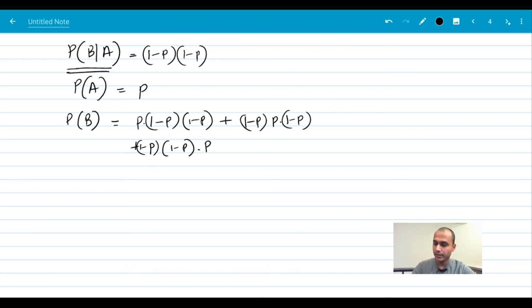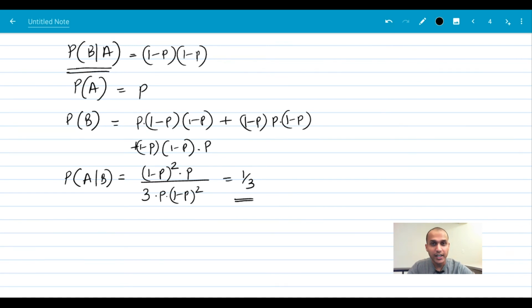Given this information, I can have my updated belief that the first toss was a head, given that there was 1 head in 3 tosses, which is equal to (1 minus P) squared times P divided by 3 times P times (1 minus P) squared, which is 1/3. So given that there was one head in 3 tosses, the probability that it happened in the first toss is 1/3. It's kind of intuitive, but it just works out because of the application of math, just working out the definitions here.